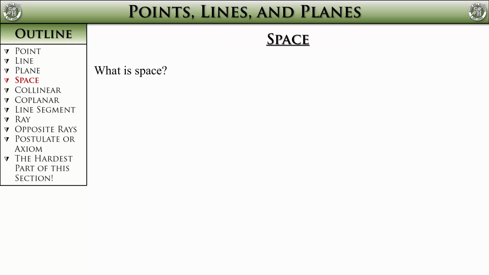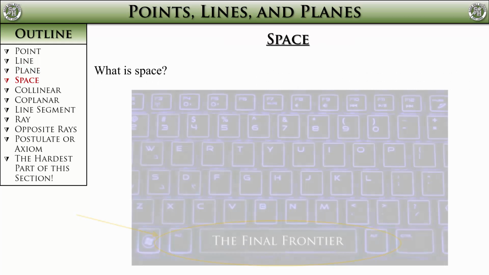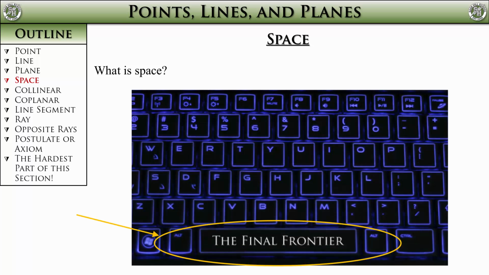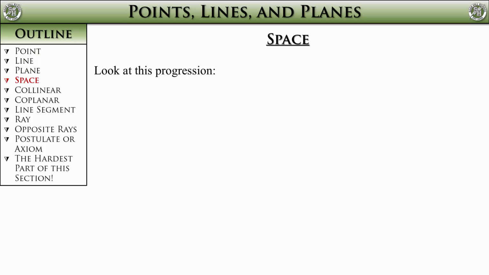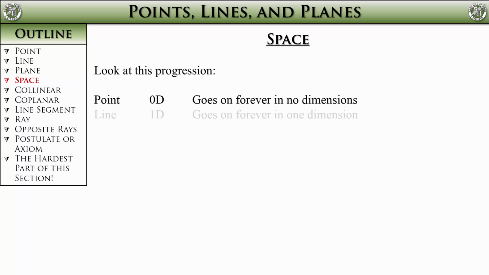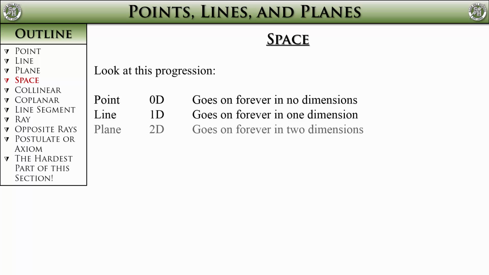Now we come to space. What is space? Is it the final frontier, like on Star Trek? I would say this picture is wrong, but it's actually kind of right. Look at this progression. We started with a 0D point that had no size. Then we had a one-dimensional line that went forever, hence we had 2 arrows. Next we moved on to a plane which went forever in 2 dimensions, but was infinitely thin. The pattern should be obvious. Space is the next one in the progression. So that picture of space really was right.